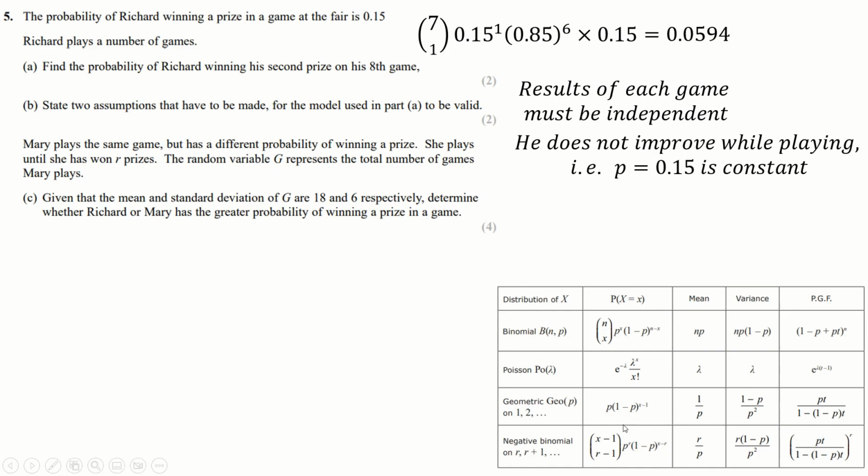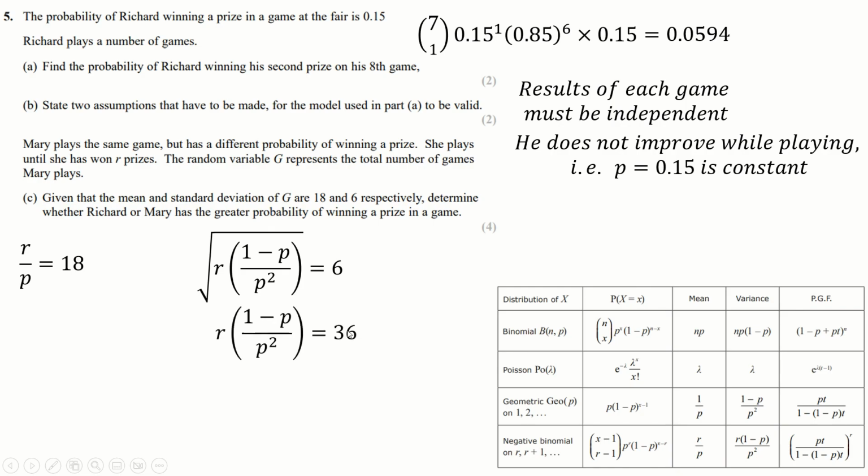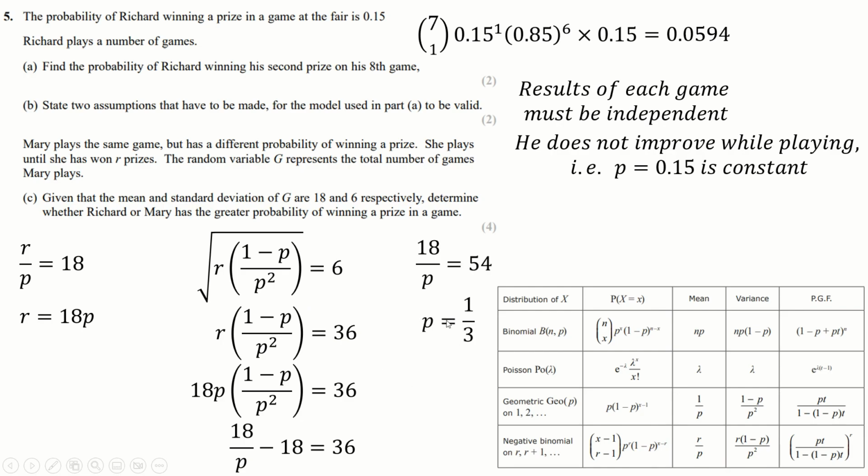Now, it's a negative binomial, and the mean is given by this, so we'll put that in, and the variance is given by that. Now, variance is standard deviation squared, right? So this is going to equal 6 squared, or you can write the square root of this is equal to 6, and then square both sides. Of course, we can rearrange that for R, then we can put that in there, and we can solve this by doing a bit of expansion and a bit of rearranging, and we'll get P as this. This is bigger than 0.15, and so therefore Mary has a better chance of winning the game.